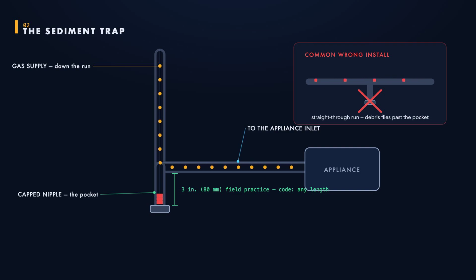Orientation is everything. If the gas passes straight through the run and the pocket just hangs off the branch, most debris flies right past it. The flow has to turn, the pocket has to point down, and the cap has to be gas tight.